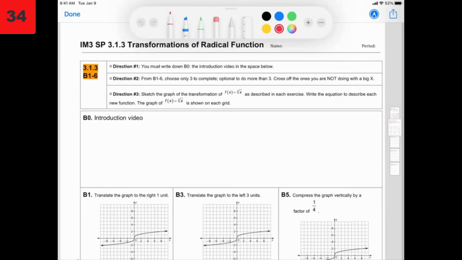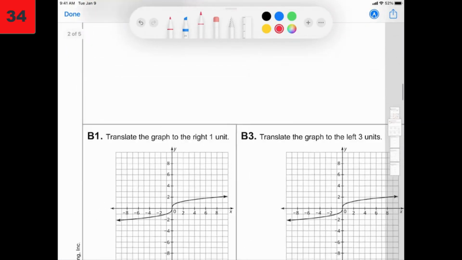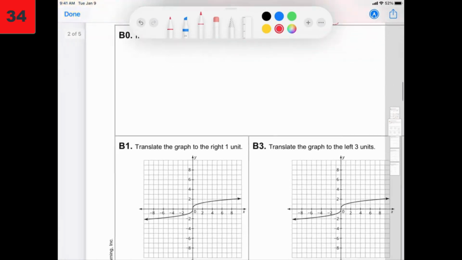Alright, B1, the directions tell us to sketch a graph of f of x equals the cube root of x as described in the exercise. And then number 2, we have to write an equation to describe each of the new functions. They already have shown us on the graph, this is the parent graph. Right? You are the child, you look like your parents.